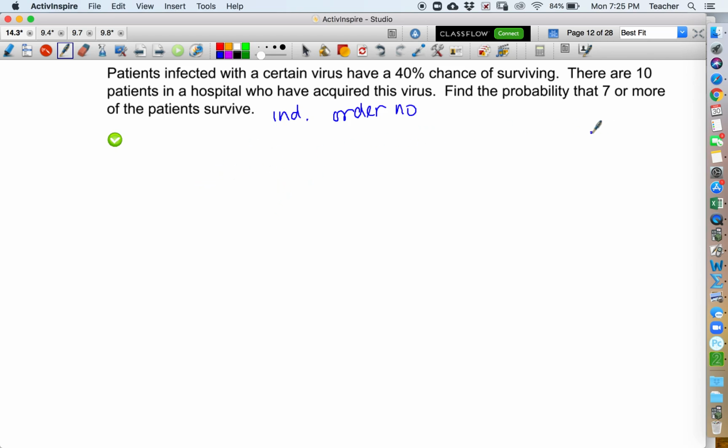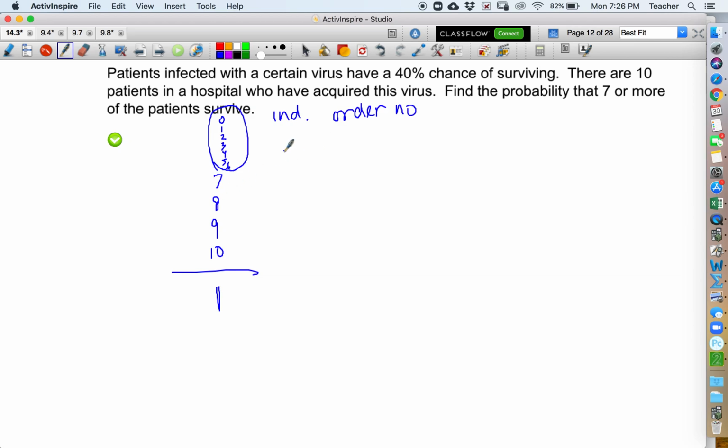So if there are 10 patients, you want 7 or more, which means you want 7 or 8 or 9 or 10. And the other outcomes will be 0, 1, 2, 3, 4, 5, 6. The total is 1. So I can do 1 minus all of that to get 7, 8, 9, 10. But I think it's a lot faster to just do 7, 8, 9, 10 added together. There's a lot more work to do this one right here. You have to do 7 terms versus 4 terms here.